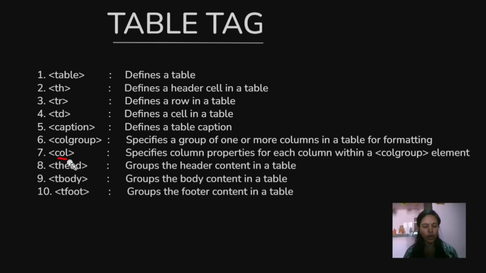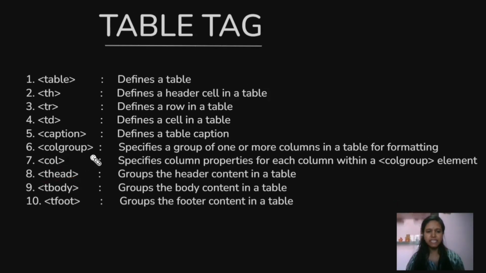Then next is col. It specifies column properties for each column within a colgroup element. The col tag is defined inside the colgroup. First we write colgroup and then inside the colgroup we write col, and we will see this example in VS Code also.